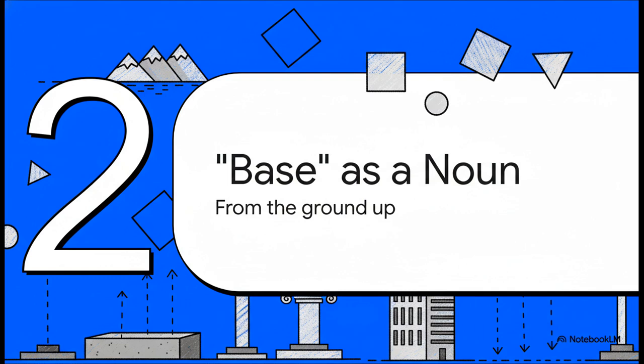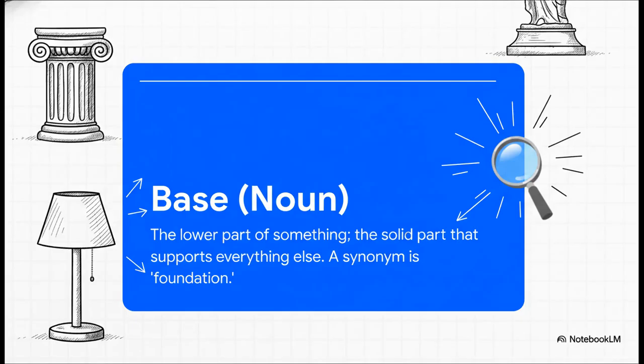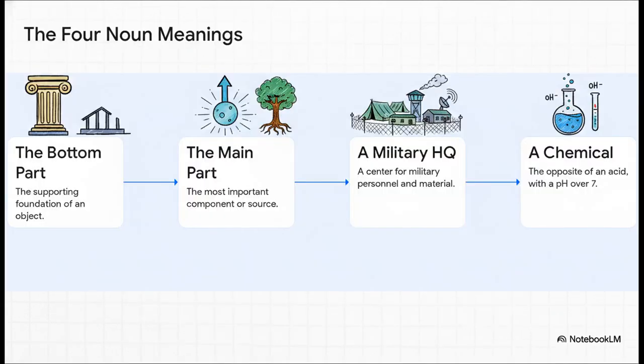We'll kick things off with its most common form, base, as a noun. This is where the most physical, easy-to-picture meanings come from. At its heart, the definition is pretty simple. Just picture the base of a lamp or the base of a big statue. It's the bottom part, right? The foundation that holds the whole thing up. But oh, it doesn't stop there. As a noun, base has four totally distinct meanings we're going to look at. The bottom part, the main part, a military headquarters, and, believe it or not, a type of chemical.